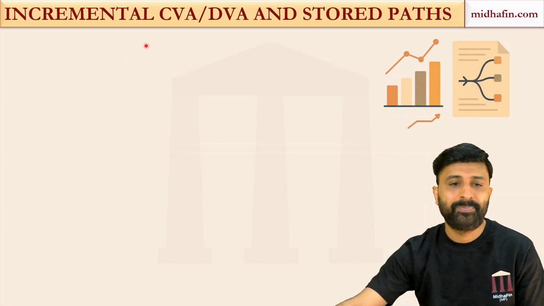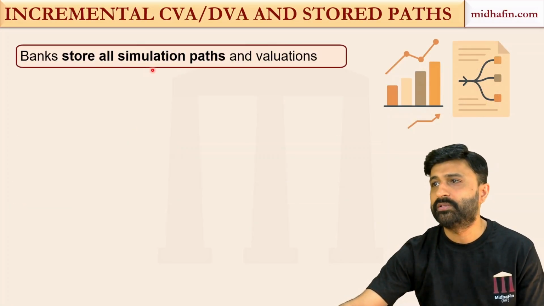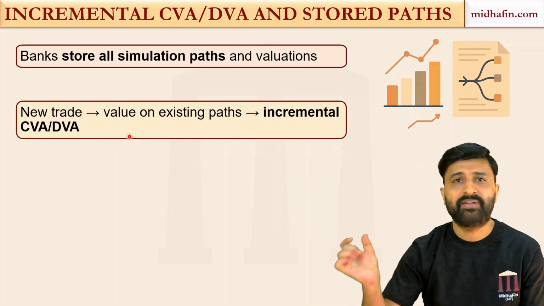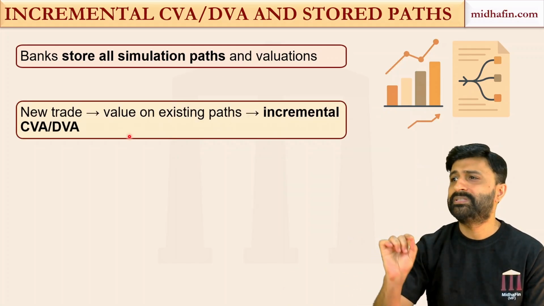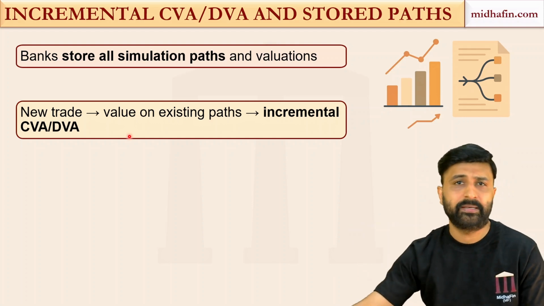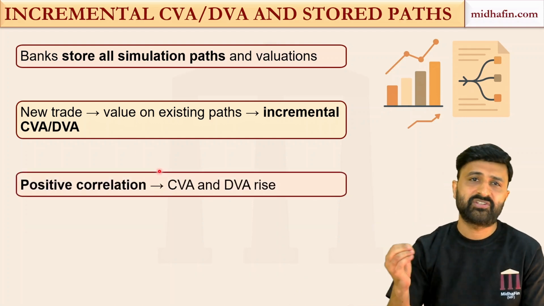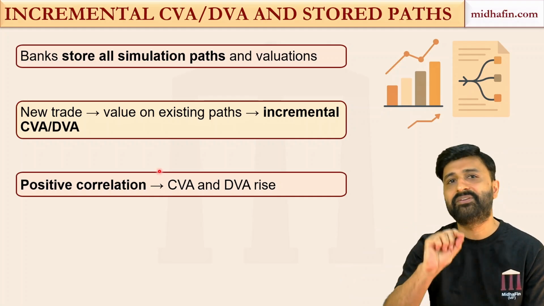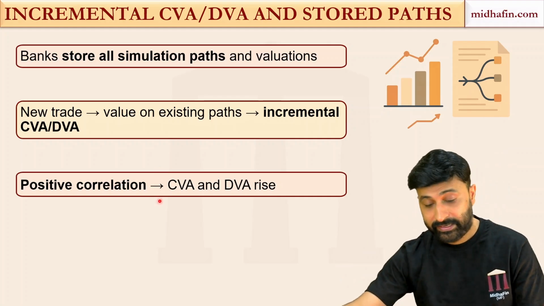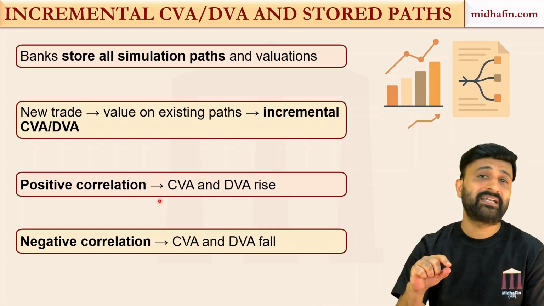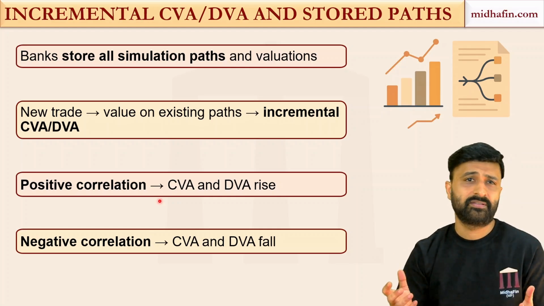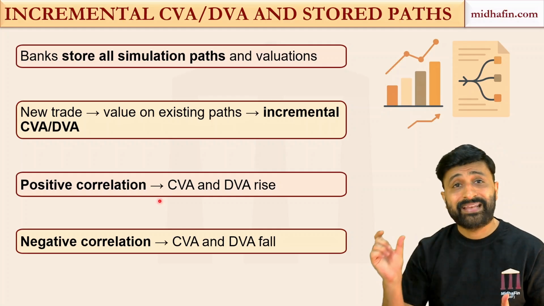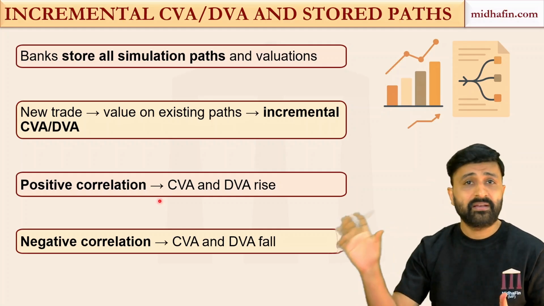Now to speed things up, banks store all the simulation paths and valuations. So when any new trade arrives, they just value it on those stored paths to see how CVA and DVA are going to shift incrementally. So if the value of the new transaction is positively correlated to existing transactions, it is likely to increase the CVA and DVA. But if it is negatively correlated to existing transactions, maybe because it is wholly or partially unwinding those transactions, it is likely to decrease the CVA and DVA.